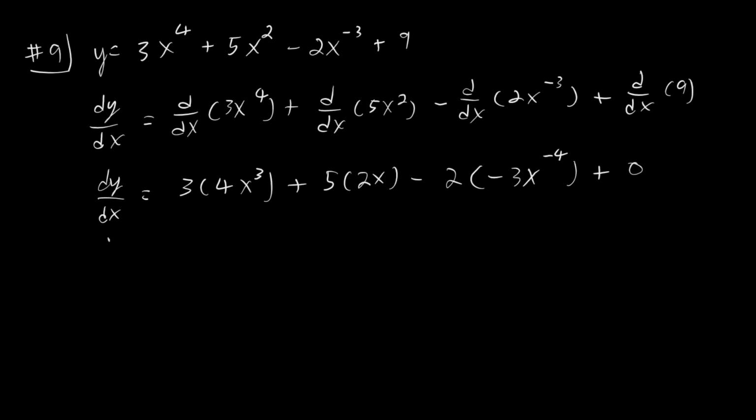Let us now simplify. 3 times 4 is 12, and 5 times 2 is 10. Then negative 2 times negative 3 is positive 6.